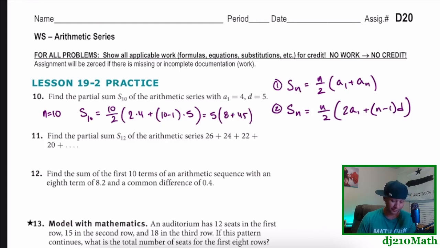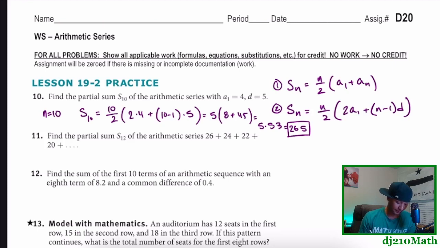So 8 plus 45, so 53. 5 times 53, which is going to be 5 times 3 is 15. Carry the 1, 25, 26. So if I add up the first 10 terms in an arithmetic series where the first term is 4 and it goes up by 5 every time, so 4, 9, 14, 19, and so on, if I add up the first 10 of those, it would be 265.